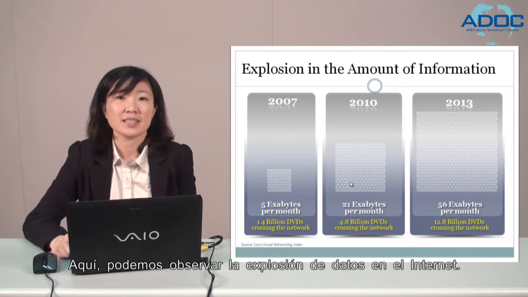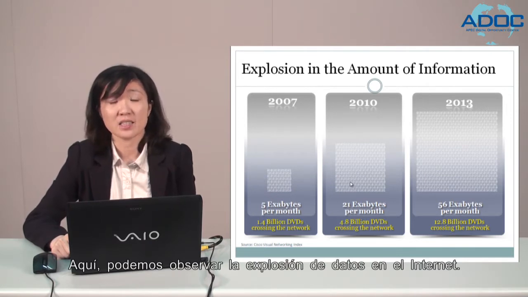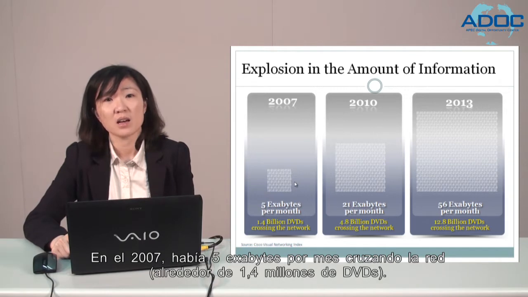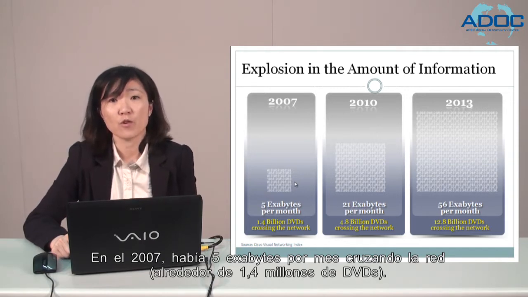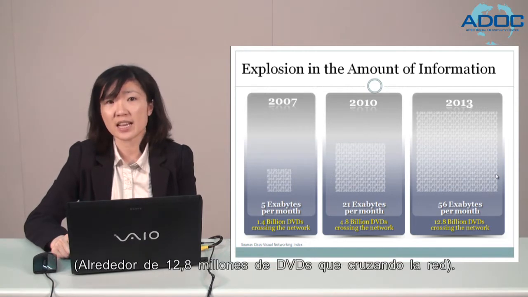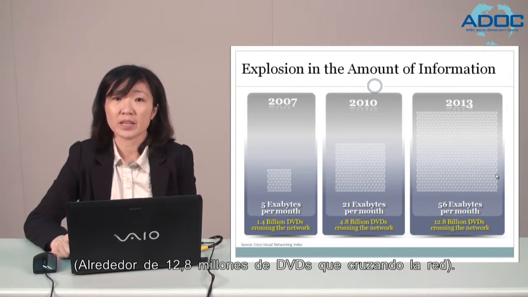Here, we can see the explosion of data on the internet. In 2007, there were 5 exabytes per month, approximately 1.4 billion DVDs crossing the network. By 2013, it is predicted that there will be 56 exabytes of traffic on the internet per month, about 12.8 billion DVDs crossing the network.